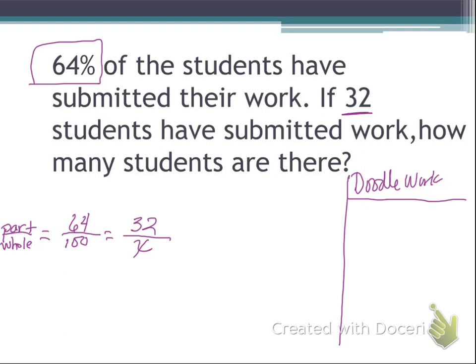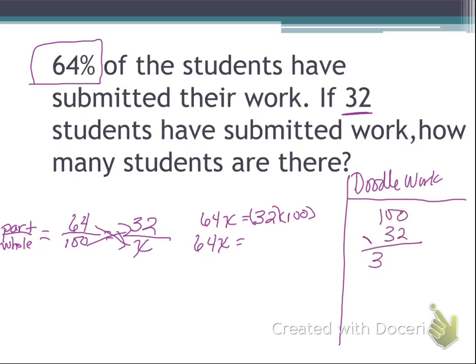So now we're going to work this out the same way that we have done all of our proportions. We have to set up our equations and solve them. So we'll cross multiply and divide. So we'll get 64x is equal to 32 times 100, or 100 times 32. Either way works. Then we take 64x and 32 times 100. Some of you may need to work it out in your doodle space. Some of you may already know that it's going to be 3,200.